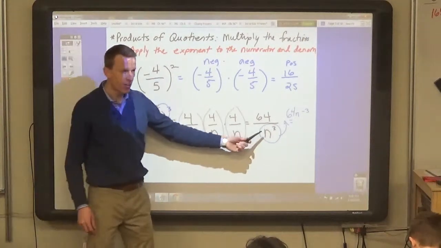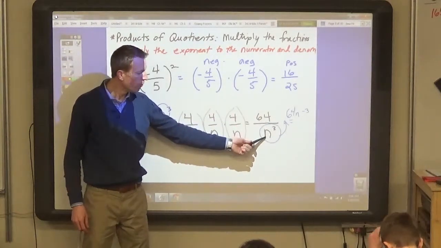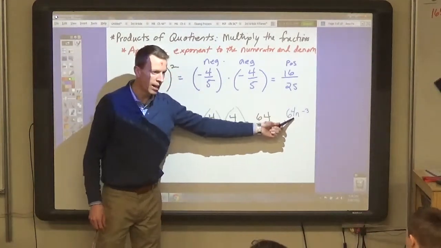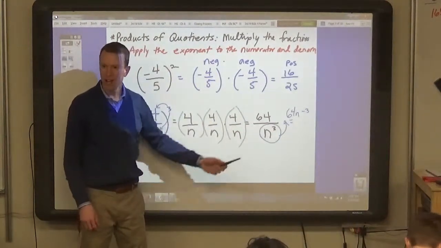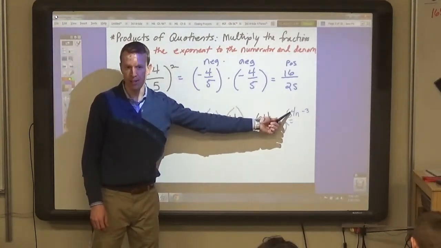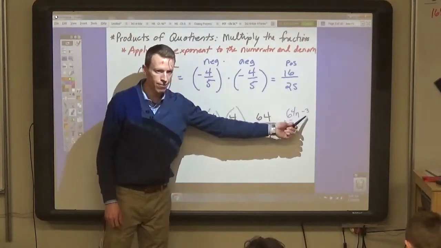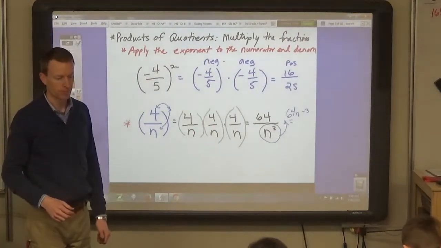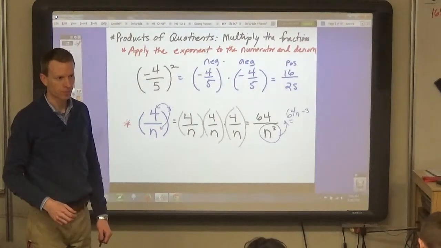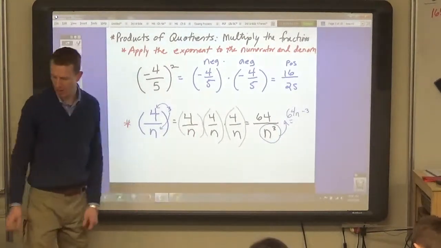Because, remember when we learned about moving it to the other side of the line? So if we move n up to the top of the line and put it next to the 64, then the exponent becomes its opposite. So n to the third becomes n to the negative third if you move it to the opposite side of the line. Okay? Any questions on that? Make sure you copy this one down also.